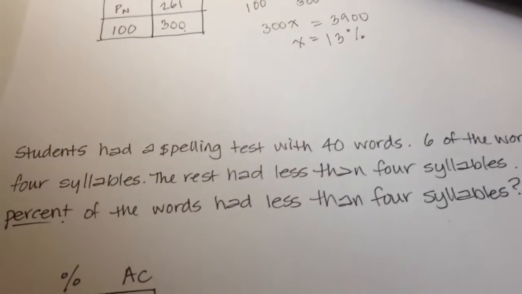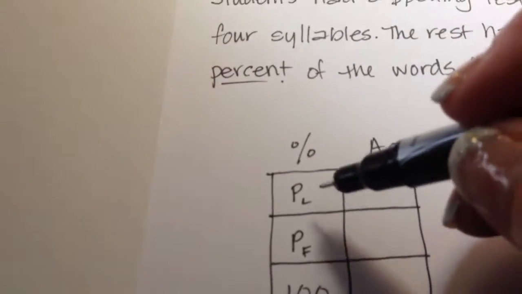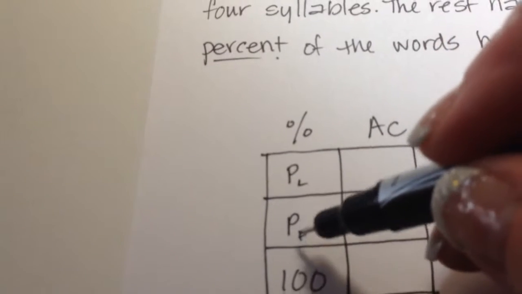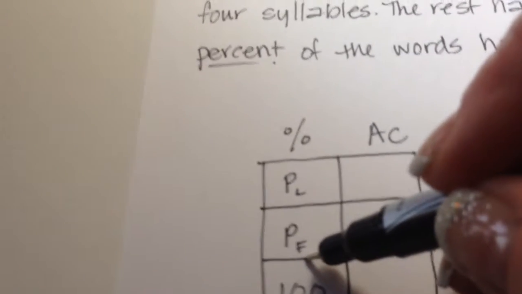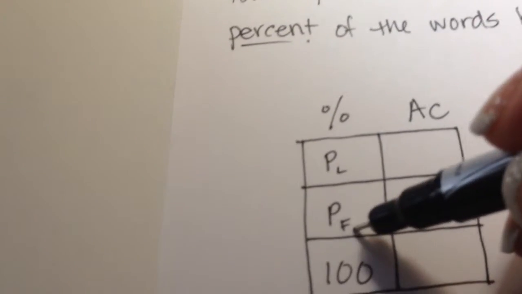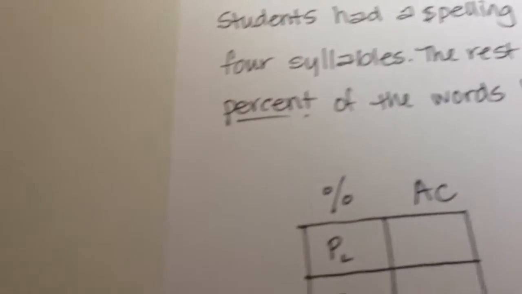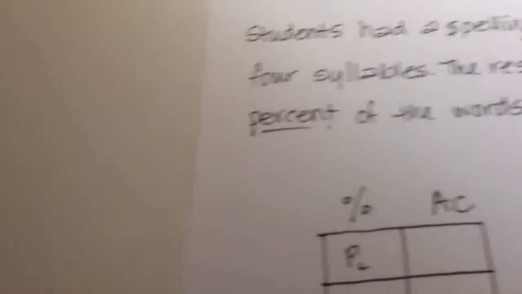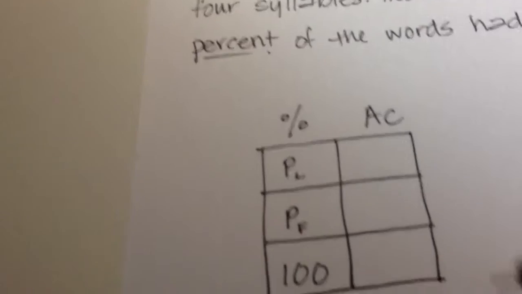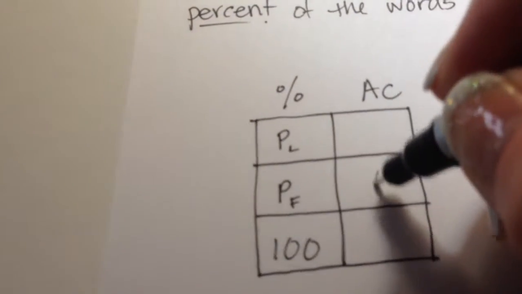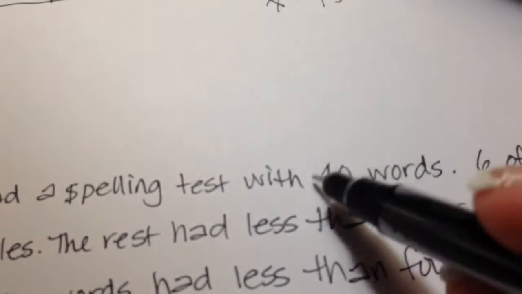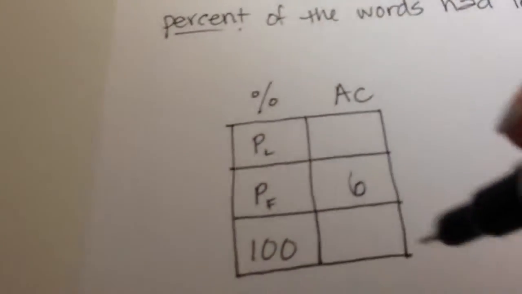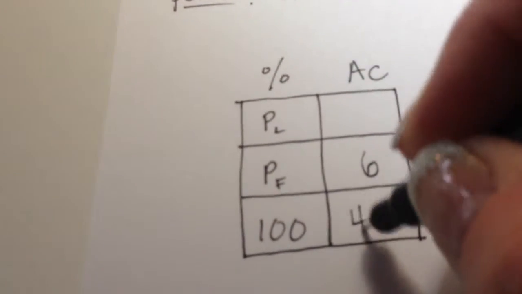All right, so what is the information that I know? I know we have less than 4 syllables, so I just put PL, and percent of 4 syllables. Okay, so I'm just doing this to keep it straight. It told me that 6 of the words had 4 syllables, so I'm going to put that right here. It also told me that it was a spelling test with how many? 40 words, so that's my total. So I'm going to put 40 right here.